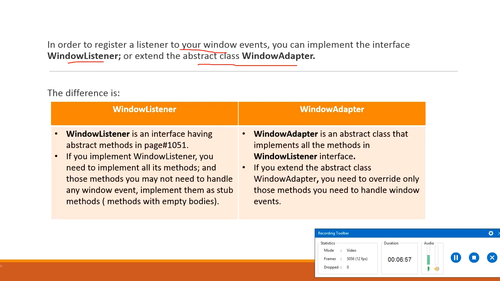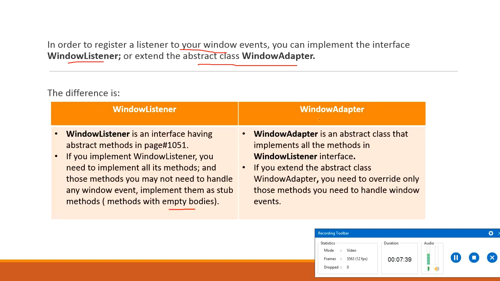Now, what is the difference between both of them if we implement the interface or if we use the abstract class? So, the difference is WindowListener is an interface having all these abstract methods. According to the definition of the interface, when you implement the interface in any class, you have to provide the implementation for all the methods which are there in the interface. Sometimes you may not need all the methods to handle any window event, but you have to implement them as stub methods. That means just provide an implementation with empty bodies.